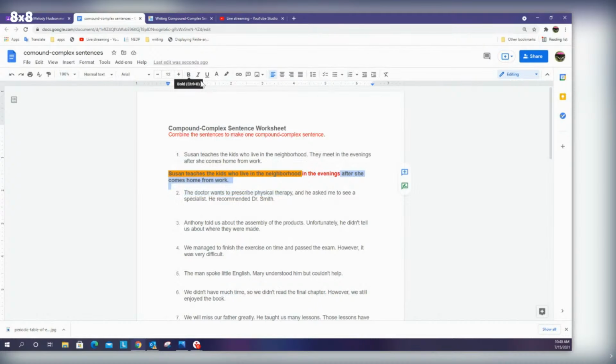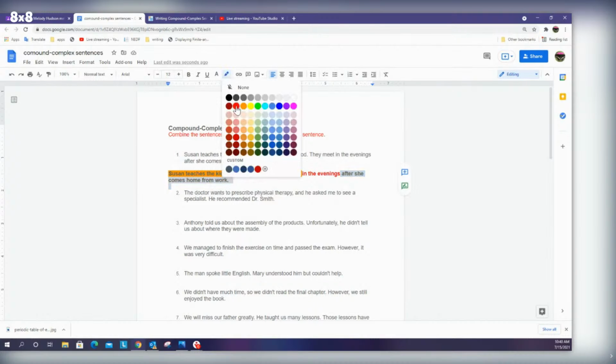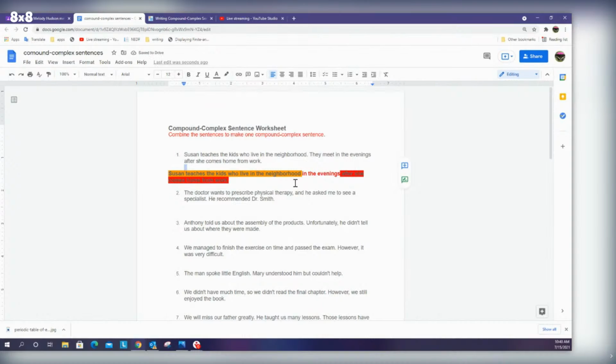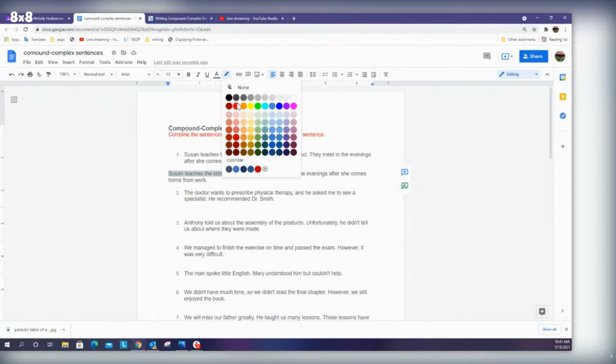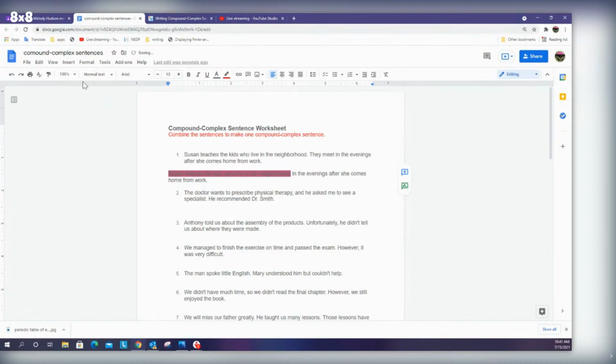Let's make that red. And then she teaches the kids who live in the neighborhood after she comes home from work. And then we need another independent. So how are we doing this? Let's take this off. Susan teaches the kids that live in the neighborhood. So we know that that's independent. Make it red. Actually, I don't like that.